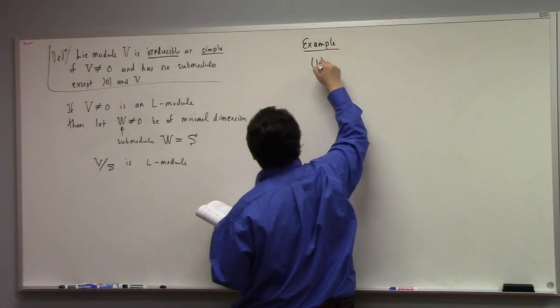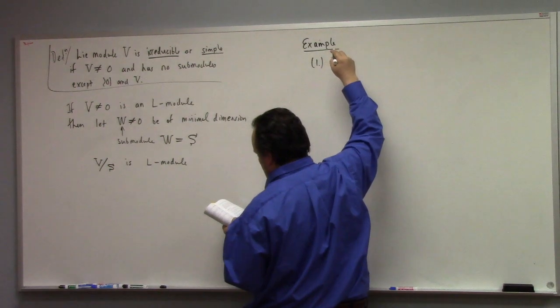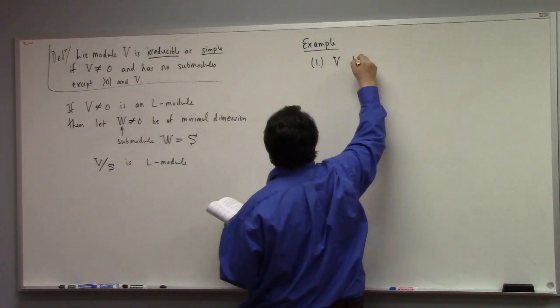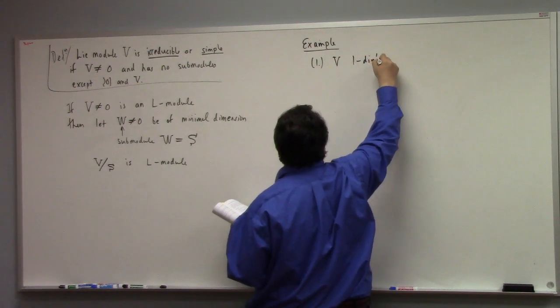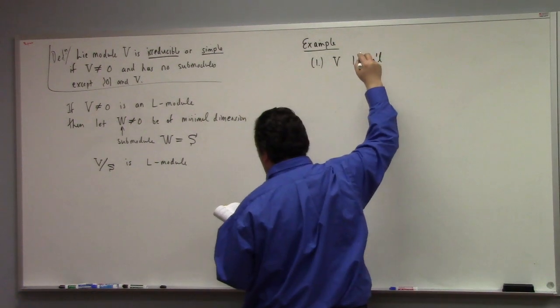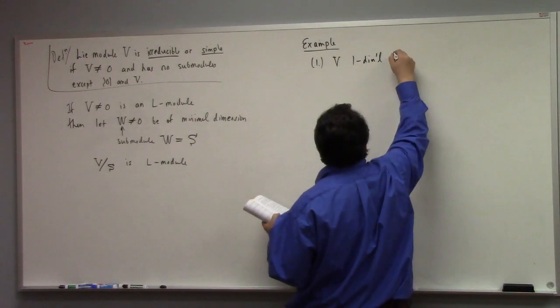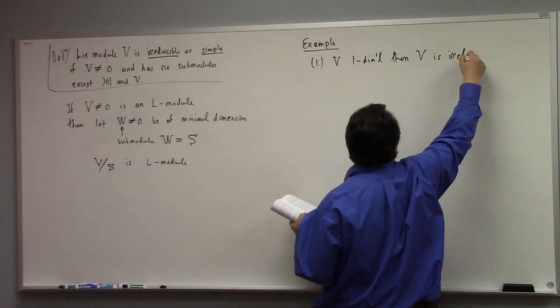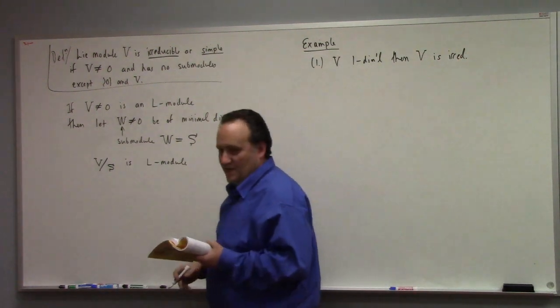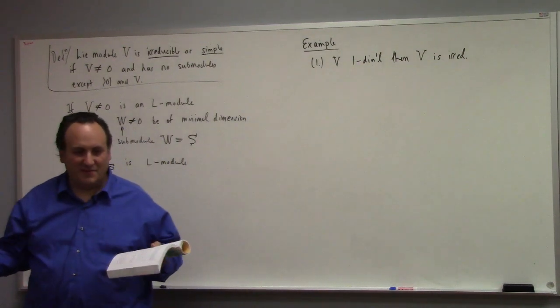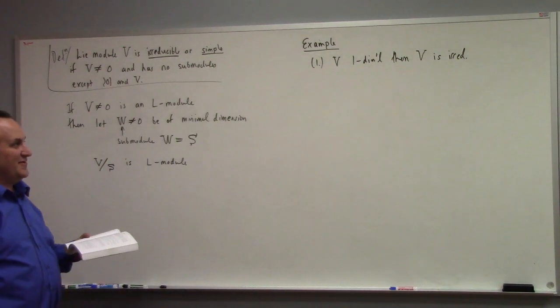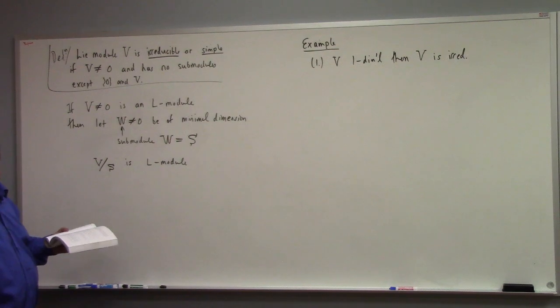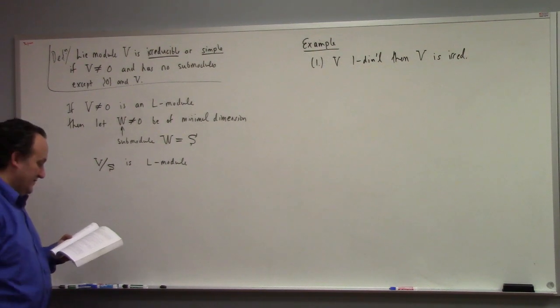So number one, if V is one-dimensional, then V is irreducible. That's just kind of like linear algebra, right? If you're one-dimensional, the only subspaces you have are yourself or 0, right? So obviously it's irreducible.